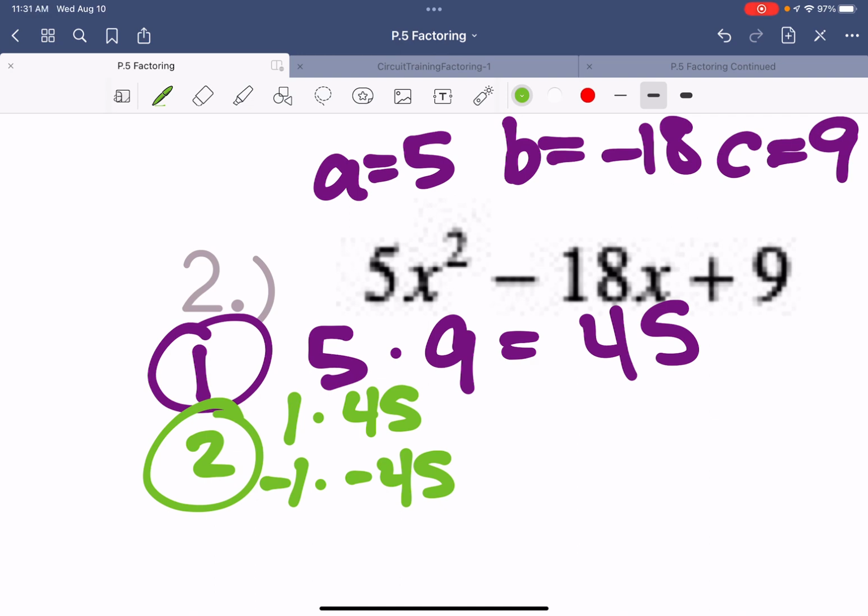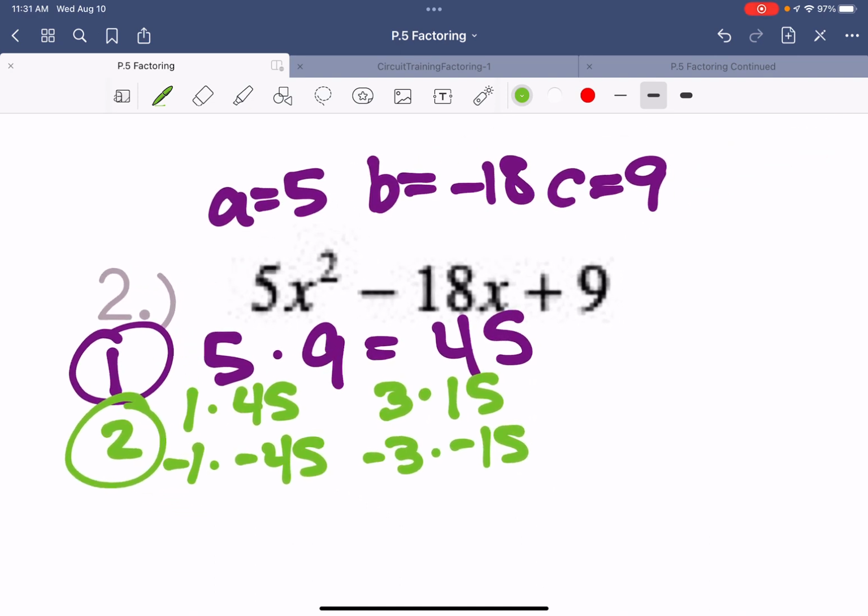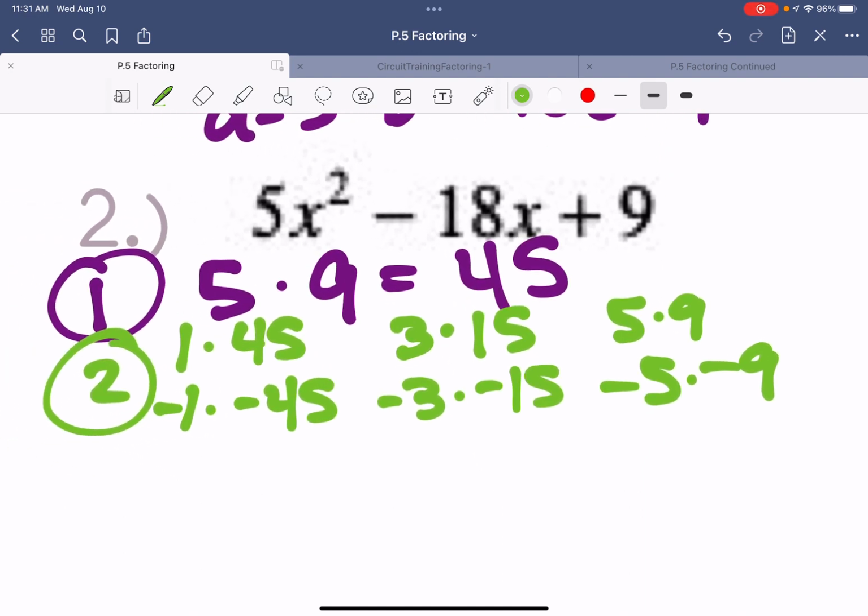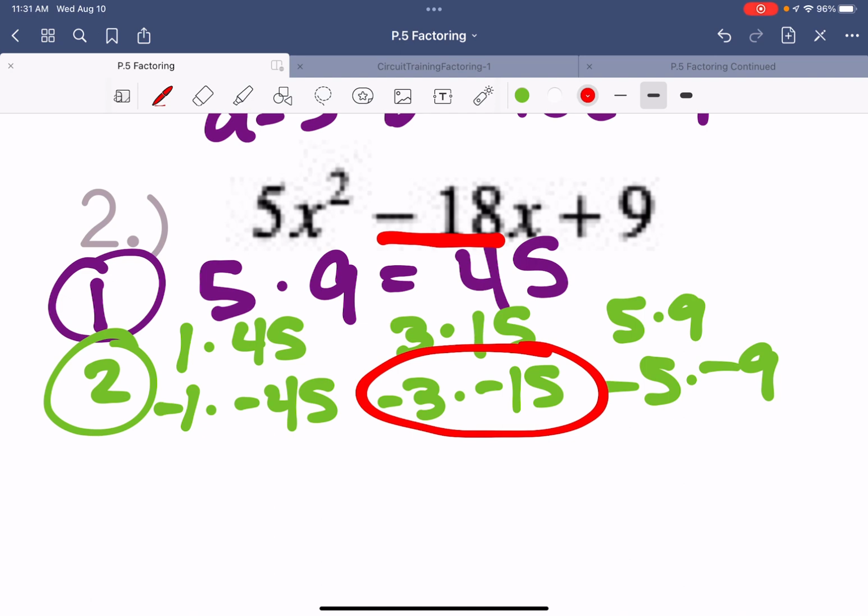45 is not even, it doesn't divide by 2, but it does divide by 3, so 3 times 15, or negative 3 times negative 15. It doesn't divide by 4, but it does divide by 5, so 5 times 9, or negative 5 times negative 9. And I think that's it. If I'm missing something, I'm sorry. I guess you'll know if you missed it if you can't find the one that adds to the number. So again, we are looking for the two that add to our B, or negative 18. And you will see that that is negative 3 and negative 15.